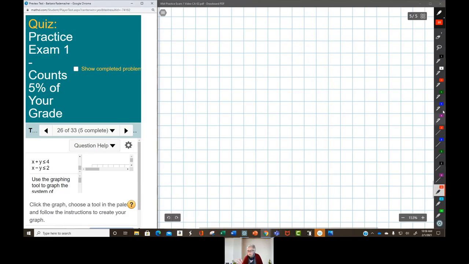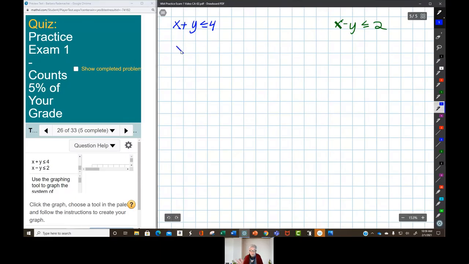So, if we have x plus y is less than or equal to 4, solid line, and x minus y is less than or equal to 2, which also is a solid line, then I can start working on this. Let's come down a little more.